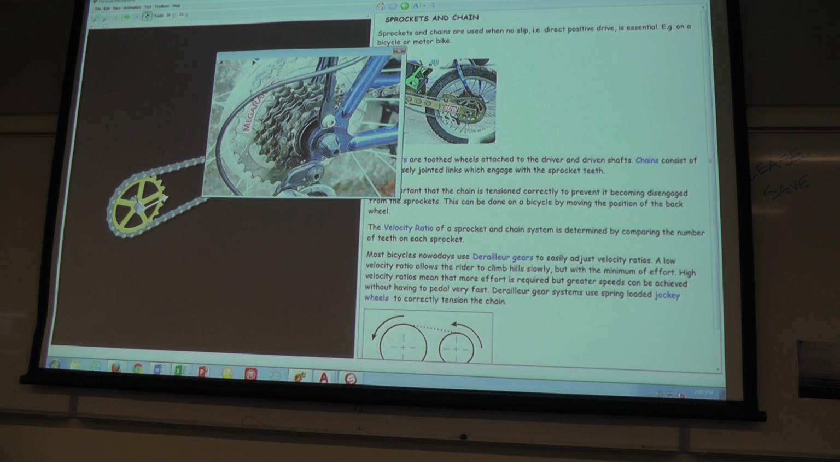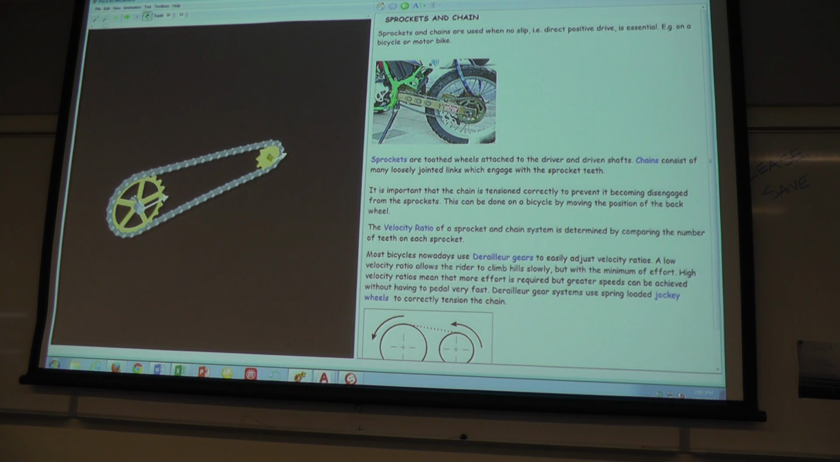And again, based on the sizes, you will see that there is a ratio between the diameters. The smaller diameter spins at a faster speed and slows down the larger drive and has a more positive application there. All right, chains.